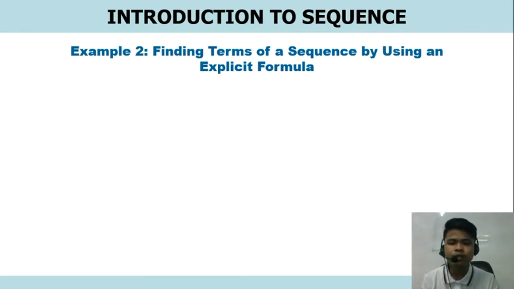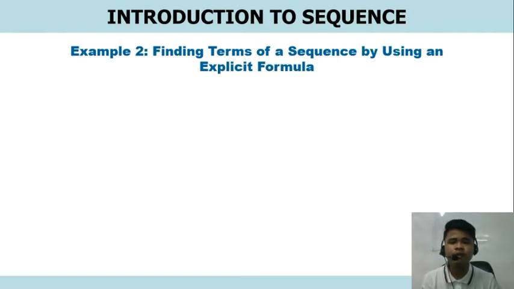Okay, now let's proceed to finding terms of a sequence by using an explicit formula. As to what I've said a while ago, in explicit formula, we don't need the previous term of the particular term before we find its value. For example, if we want to find the 10th term, we don't need the 9th term. We can directly find the 10th term.